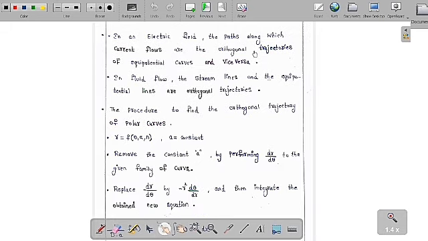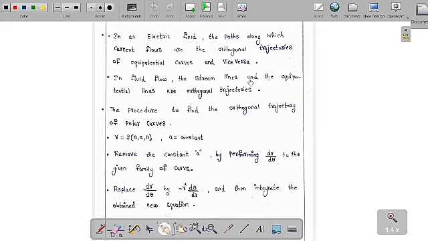In an electric field, the paths along which current flows are the orthogonal trajectories of the equipotential curves and vice versa. I have already told you in the EMT subject, always the electric fields and the equipotential graphs are orthogonal to each other. Equipotential curves means at each and every point on that curve the potential is the same. That is the reason we call them equipotential curves. Always the equipotential curves and the electric fields are perpendicular or orthogonal to each other.